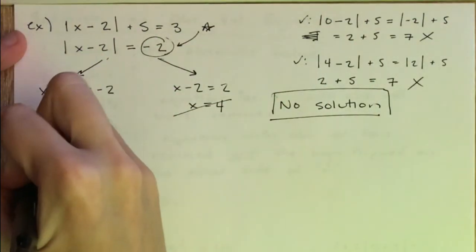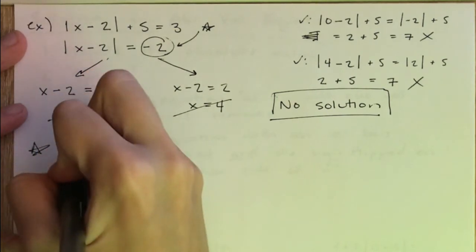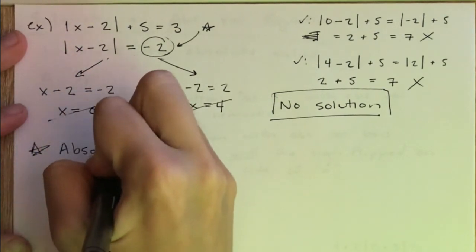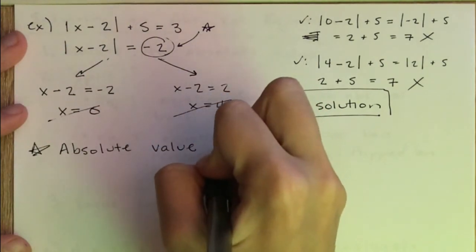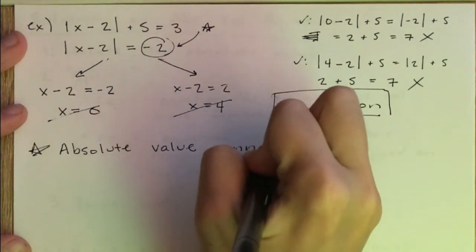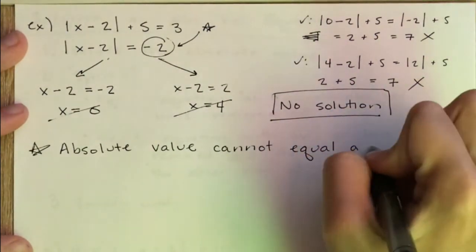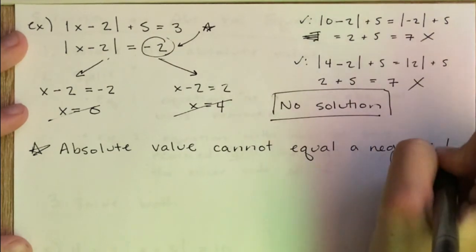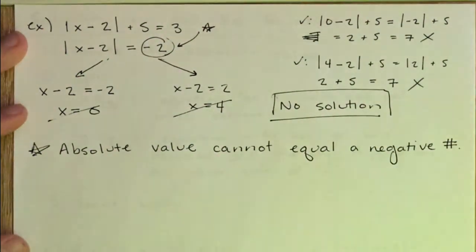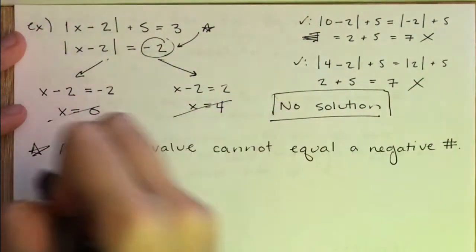This is something we need to watch out for. Absolute values cannot equal a negative number. So we can keep this note in mind.